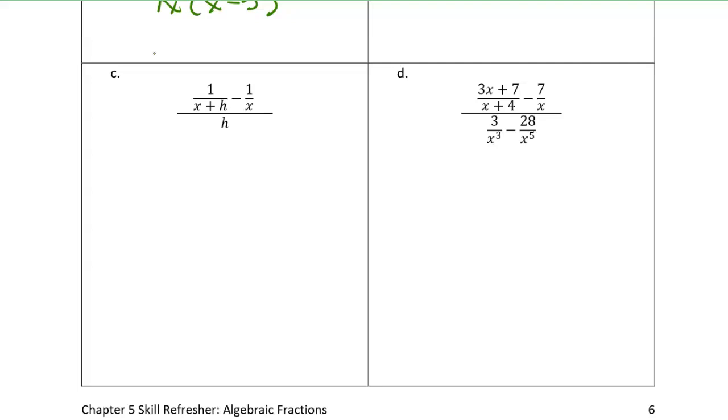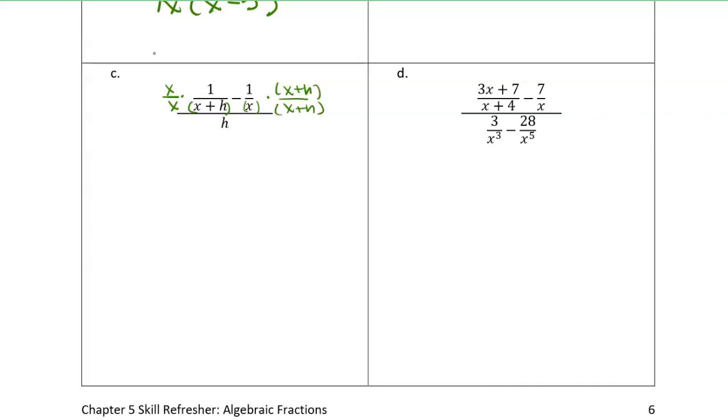And so what I'm going to do here, now I have an x plus h, right? I have a factor of x plus h in the first denominator, and the second denominator is just x. So I'm going to multiply the first fraction by x over x, right? That's just 1. And then the second fraction I'm going to multiply by x plus h over x plus h.